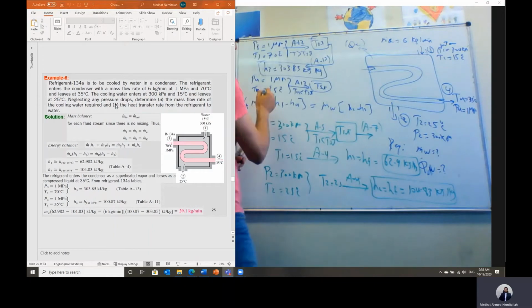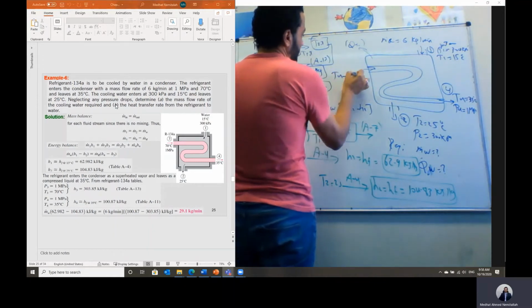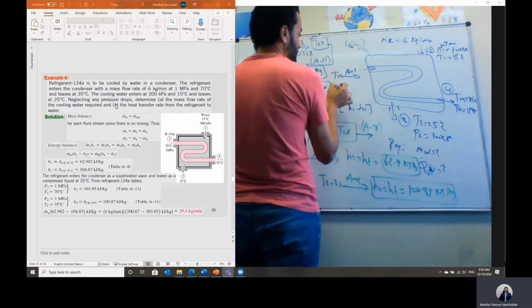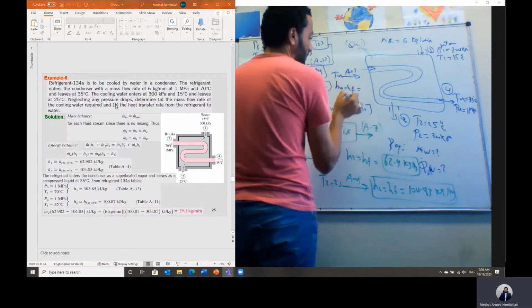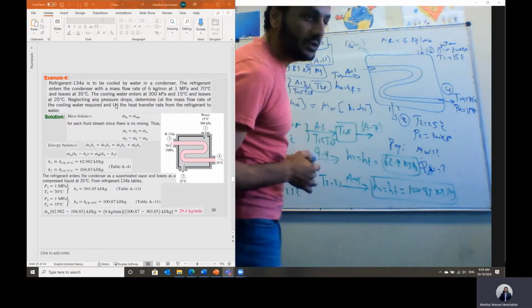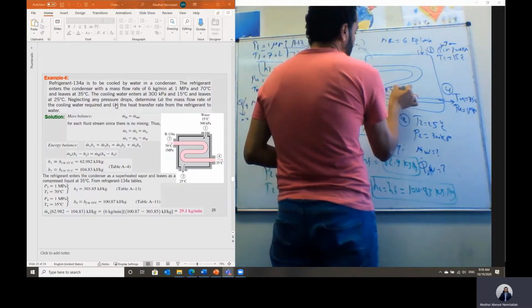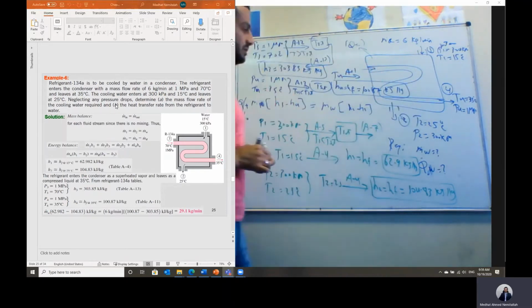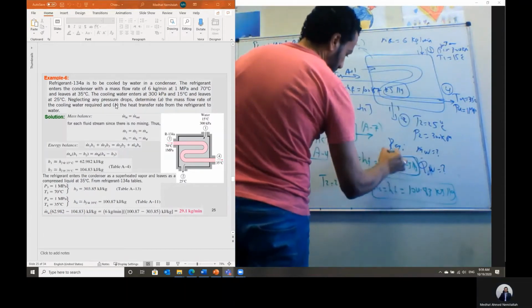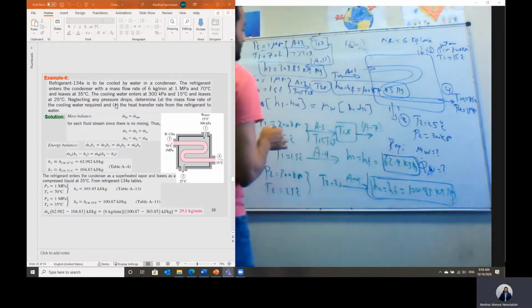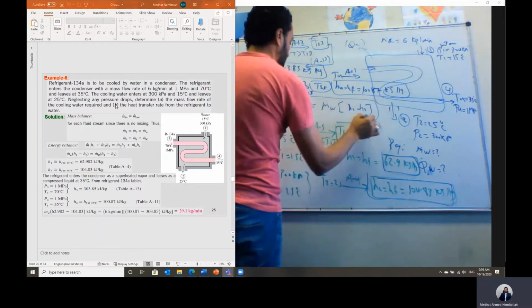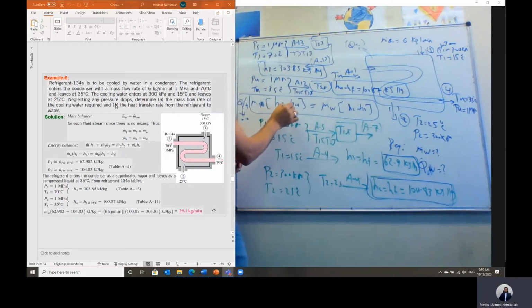So in this case, we don't have a subcooled table for the refrigerant. So we said we can take this temperature T4 and go to table 11. Then we can say H4 will equal H fluid at this temperature. And H4 will equal 100.87 kilojoule per kilogram. And this is H4. Now we have H1, H2, H3, and H4. Now we can just substitute into this equation H3, H4, H1, H2. The mass flow rate of the refrigerant is given as 6 kilogram per minute.